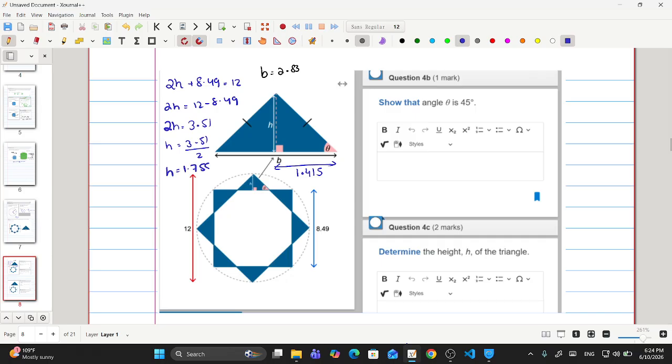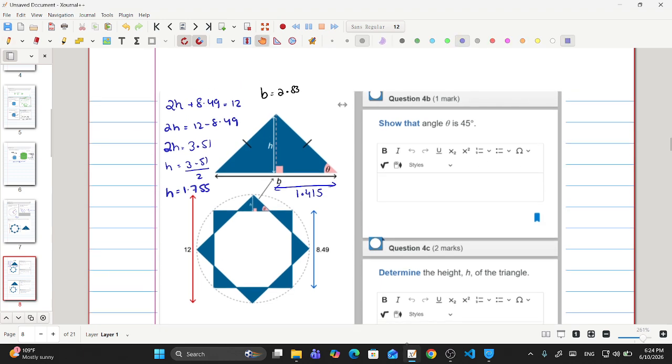Now we have both of these values. We have the value of h and we have the value of the base. Most of the questions are of the show-that type, right? So it's not going to be exactly too difficult for you. That's the good part. So if you were to have a triangle which looks like this, here is theta, this is 1.415, and this is 1.755. So this is supposed to be the base, this is supposed to be the perpendicular.